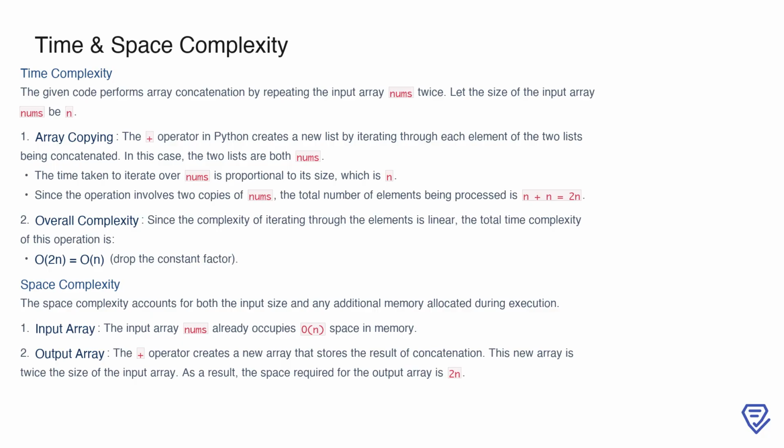Shifting to space complexity, the input array nums already occupies O(n) space in memory. Additionally, the concatenation creates a new array to store the result, which is twice the size of the input array. This means the output array requires O(2n) space, which simplifies to O(n) when we drop the constant factor.